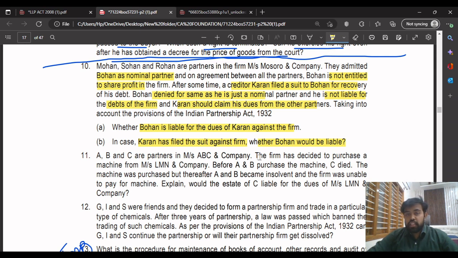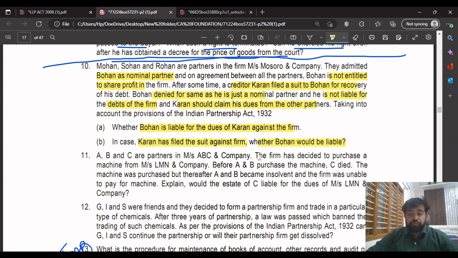This is how I used to study, and this is how you should also study, because you will be able to remember two things, both what it says in the minor as well as what it says in the nominal partner. Now coming back to this, nominal means name only, and is not sharing any profits, and is liable for the acts of the firm.